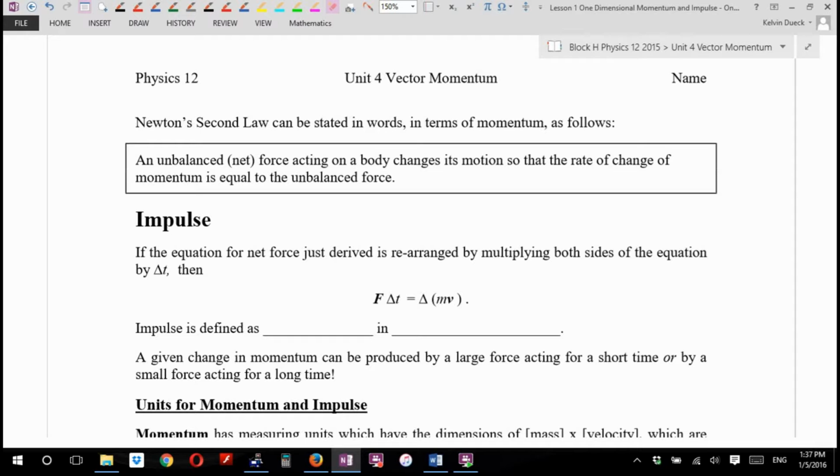Impulse. Impulse is defined as change in momentum. Clay, what's another word for impulse? Change in. Max, what's another word for impulse? What's another word for impulse? When I say impulse, what am I really asking you to find, Trav? Okay. Or if I ask you to find the change in momentum, I'm also asking you to find the impulse.